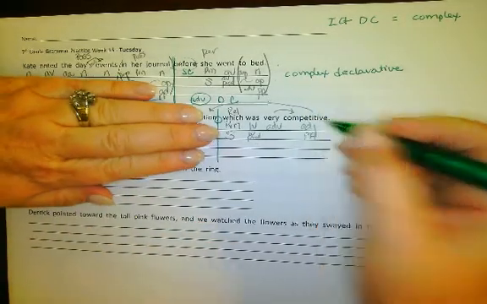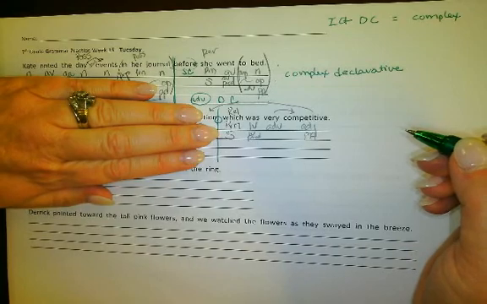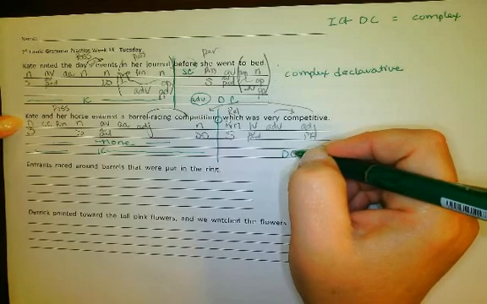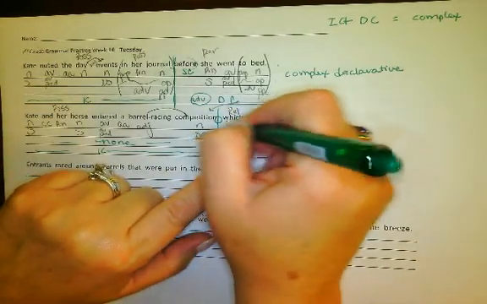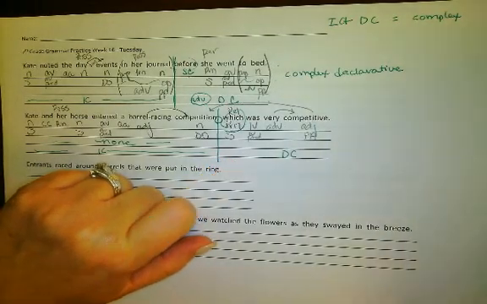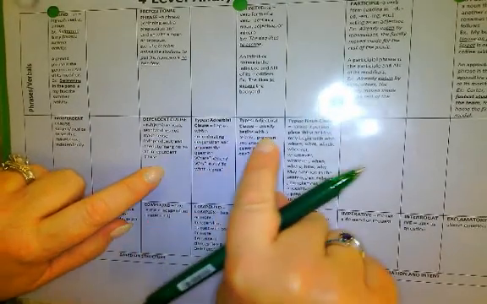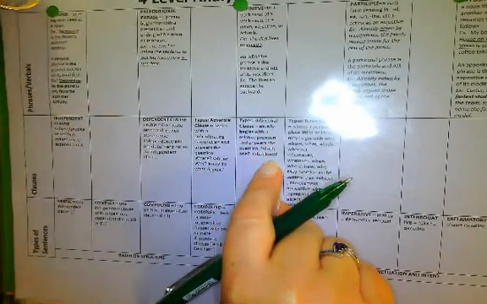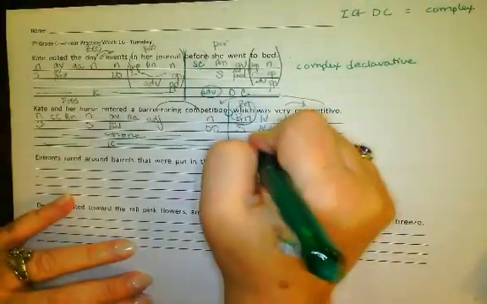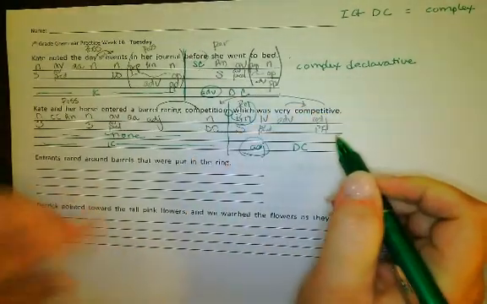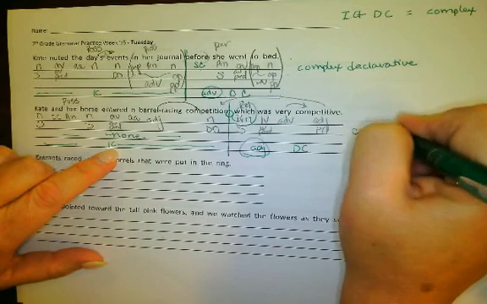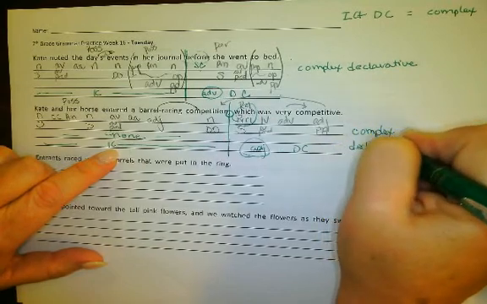Which was very competitive. If I read it just like this, which was very competitive, that doesn't make any sense. It's dependent upon this part, Kate and her horse entered the barrel racing competition. So it's a dependent clause that begins with a relative pronoun. Okay? Again, go to your cheat sheet. Dependent clause that begins with a relative pronoun usually begins with a relative pronoun and answers the question, which one, what kind. So it is an adjectival dependent clause. And again, you have an independent plus a dependent clause, which makes it a complex declarative sentence.